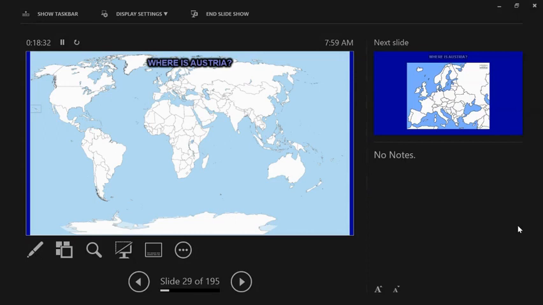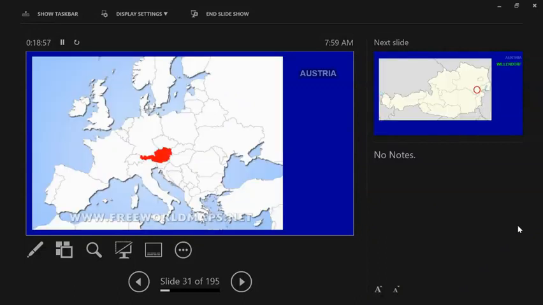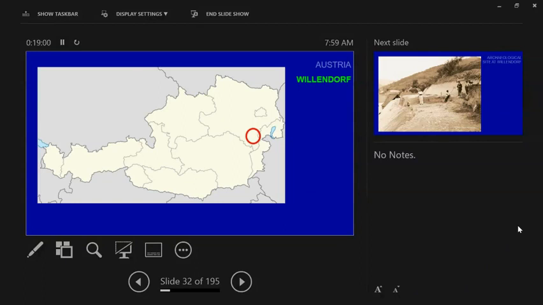So now we're going to go to Austria. Where is Austria? What continent is Austria in? It's in Europe. So let's go to Europe. Which one of those is Austria? It's close to what? Yes, it is close to. It borders Germany and Italy. It's in between Germany and Italy. It's that red one right there. That's Austria. And we're going to go to the far side of the eastern portion of Austria, and we're going to go to Willendorf. Spelled with a W, pronounced with a V. Willendorf.